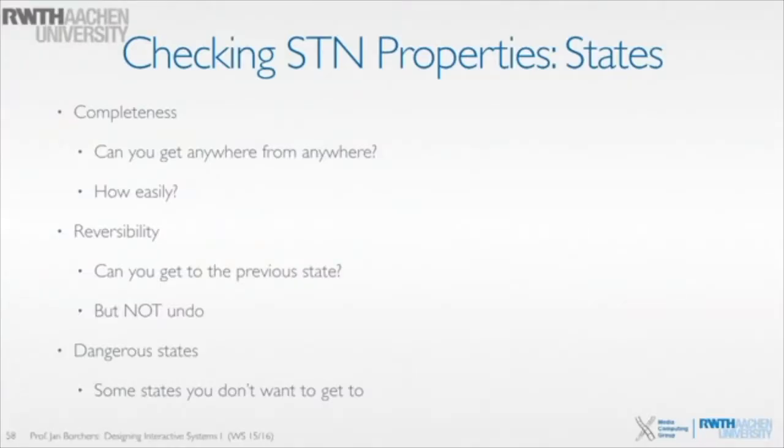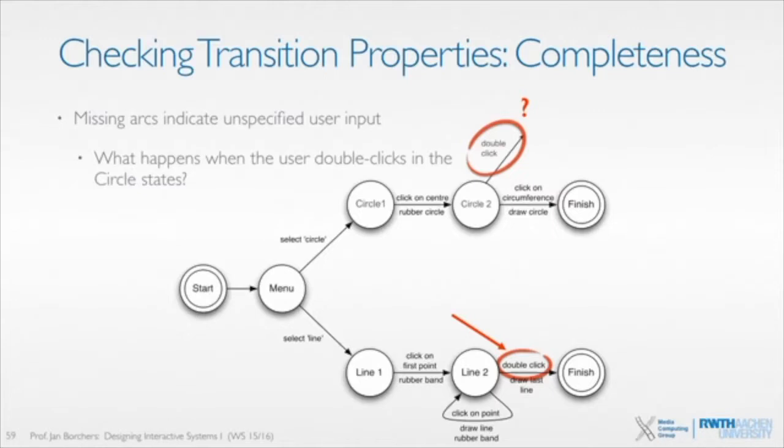We can also look for dangerous states. Maybe there are states that the user normally shouldn't be able to go to, or that we want to avoid happening at all. And we can see how easy those are to reach, or when they happen. Let me give you an example for each of those. Checking transition properties like completeness.